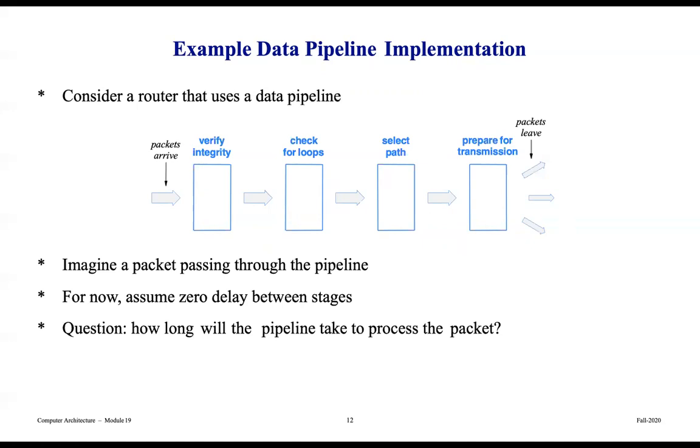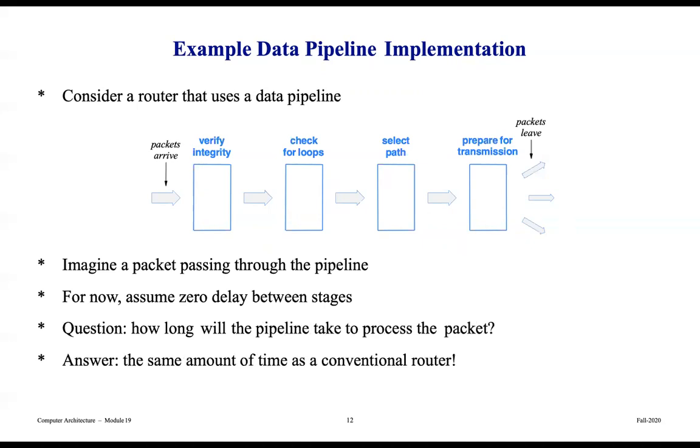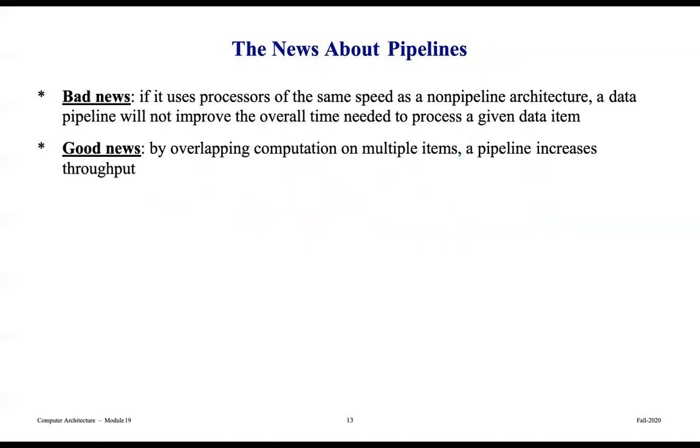And a question to consider is, how long will the pipeline take to process the packet? The answer is the same amount of time as a conventional router. So the news about pipelines, the bad news, is that if it uses processors of the same speed as a non-pipeline architecture, the data pipeline will not improve the overall time necessary to process a given data item. So that's the bad news. The good news is, by overlapping computations on multiple items, a pipeline increases throughput.